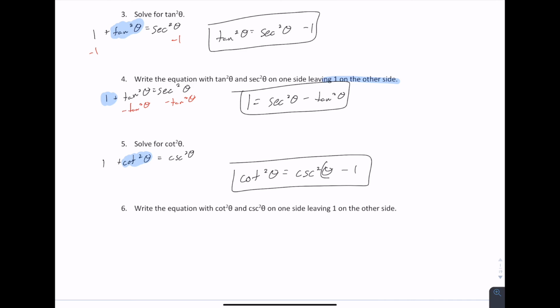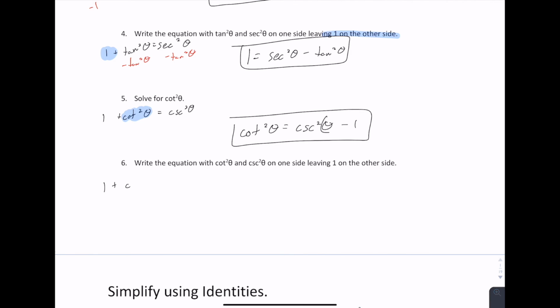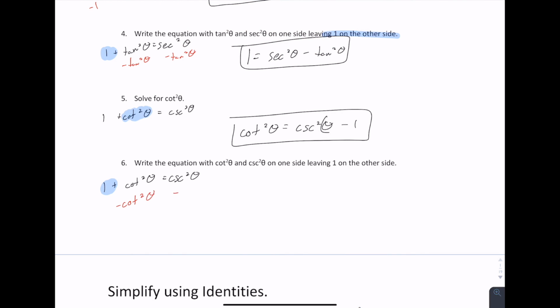Alrighty, so then finally, last one, write the equation for cotangent squared and cosecant squared theta on one side, leaving 1 on the other side. All right, so we have our formula, 1 plus cotangent squared theta equals cosecant squared theta. Yes, I want you to rewrite it every single time. And then they want us to keep 1 by itself. So I'm just going to subtract cotangent squared theta from both sides. So my final answer would be 1 equals cosecant squared theta minus cotangent squared theta. And there we go.